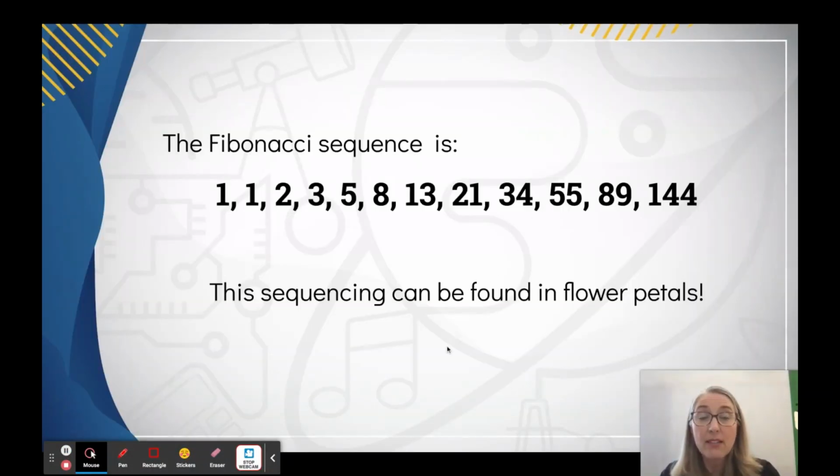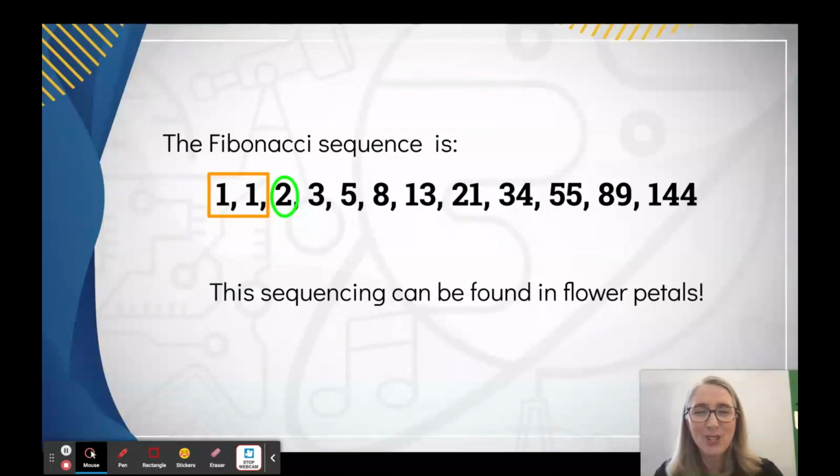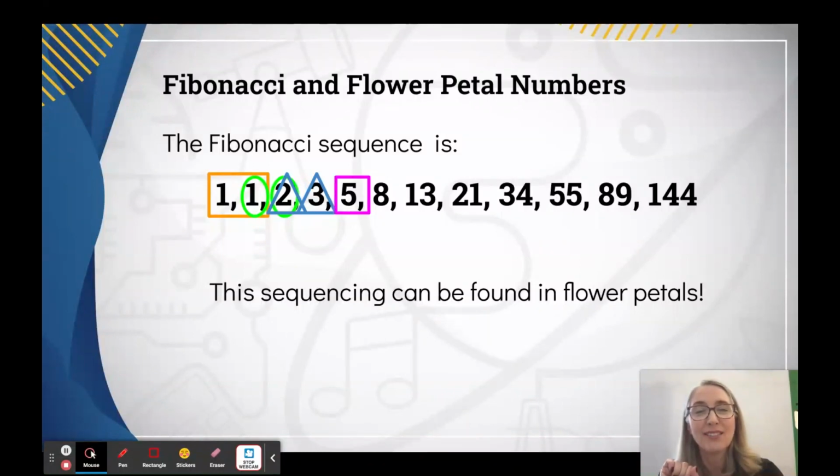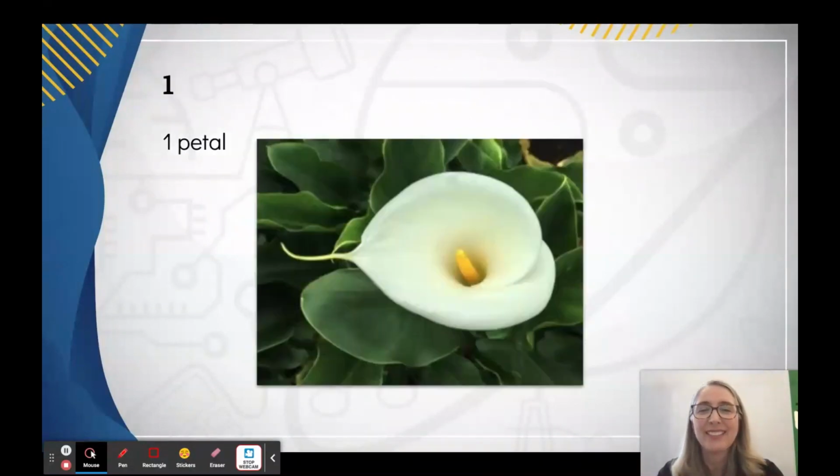Fibonacci discovered this amazing number pattern. He noticed that if you had 1 and 1 and added them together, that they made 2. But then if you took the 2 and you added the previous number, 2 plus 1, you got an answer of 3. If you took 3 and you added the previous number, 3 plus 2, you got 5, and so on. So this sequencing can actually be found in flower petals. I want to take you a little bit of a tour of that. Let's take a look here.